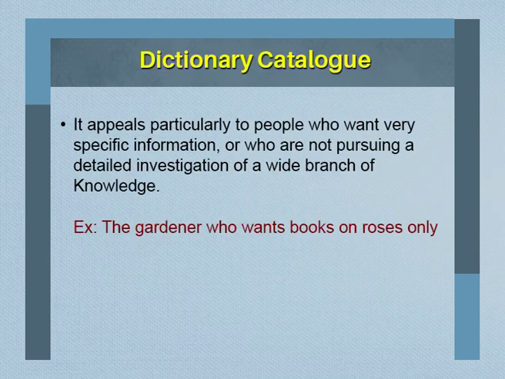So, coming to this dictionary catalog, it appeals particularly to people who want very specific information or who are not pursuing a detailed investigation of a wide branch of knowledge. Normally, when we see users coming to the library, the researchers or the teaching and academic community ask for subject-related information and specific information for detailed research. But when a common man comes to the library, they will ask only for general information, for example, the gardener who wants books on roses only.